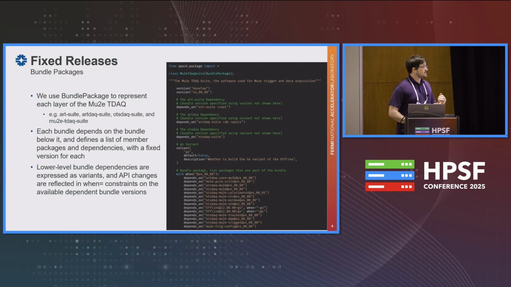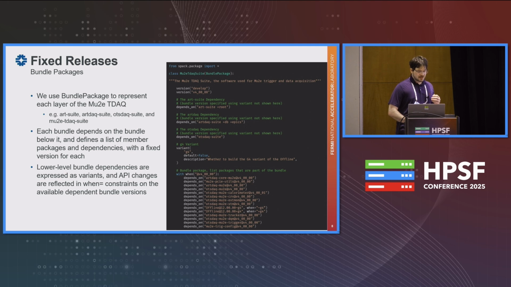So that's fixed releases. The strategy that we've been using, and this is now going into production, is using bundle packages. Essentially what this lets us do is define an environment as a single version of a bundle package. We list out all of these versions to be built together to create our fixed DAQ release. And since we have bundle packages for each major layer of dependencies, we can use variants on the bundle package to pull in a specific set of dependencies.